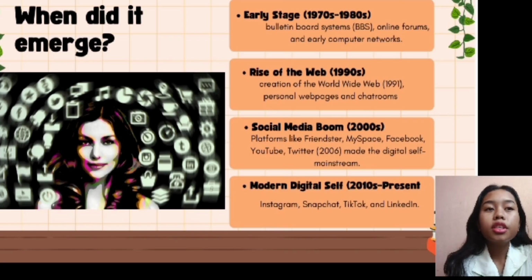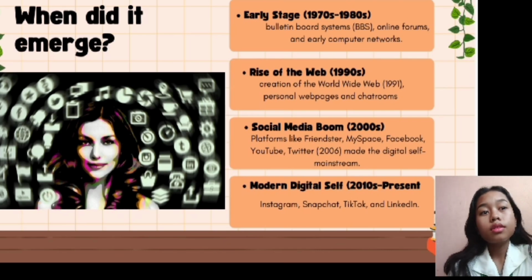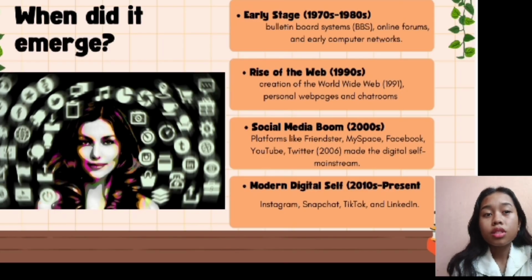In the modern digital self, from 2010 to the present, Instagram, Snapchat, TikTok, and LinkedIn emerge. So here, the digital self became multidimensional. When we say multidimensional, we present ourselves differently, separately. For example, we have our professional account, we have our personal account, we have an account for school, we have a creative account where we can post poems, songs that we created. So that is the concept of multidimensional persona in the digital self.